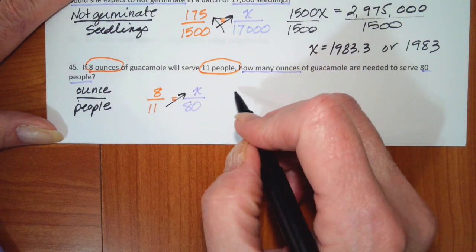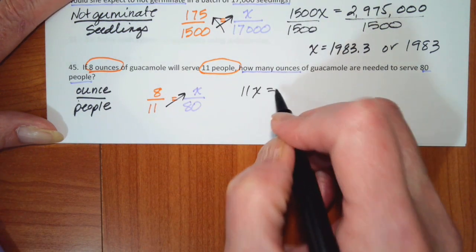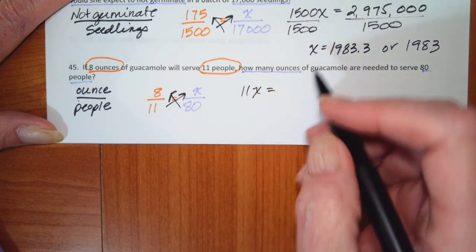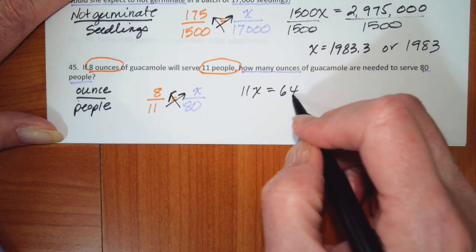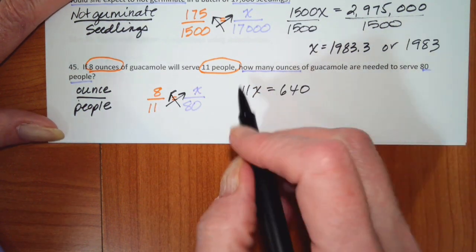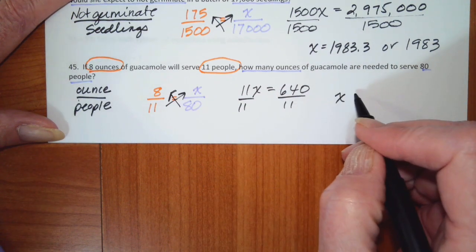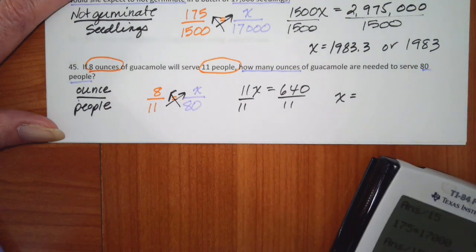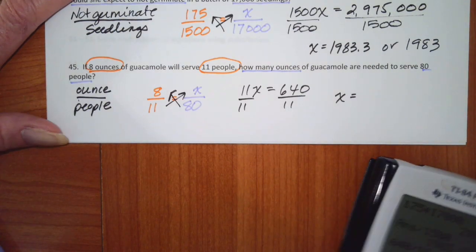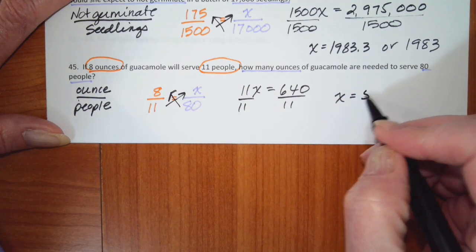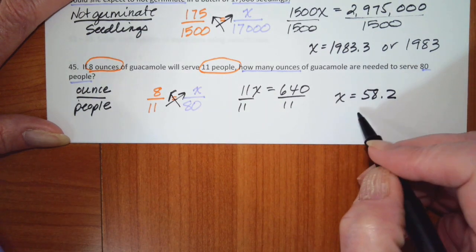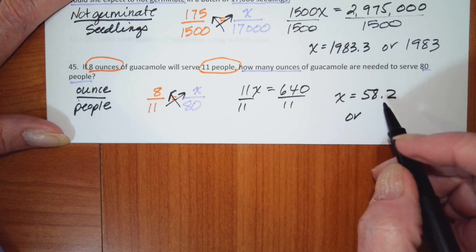Okay, so let's cross multiply, so I have 11x is 640. When I divide by 11, let's see, 640 divided by 11, I get 58.2, or I'll just say 58.